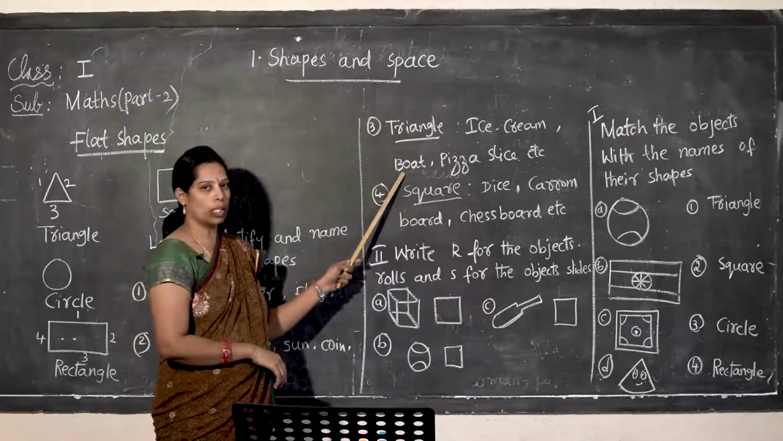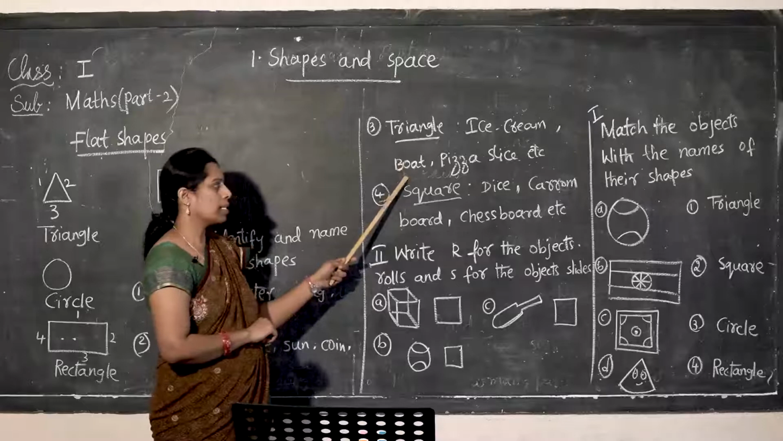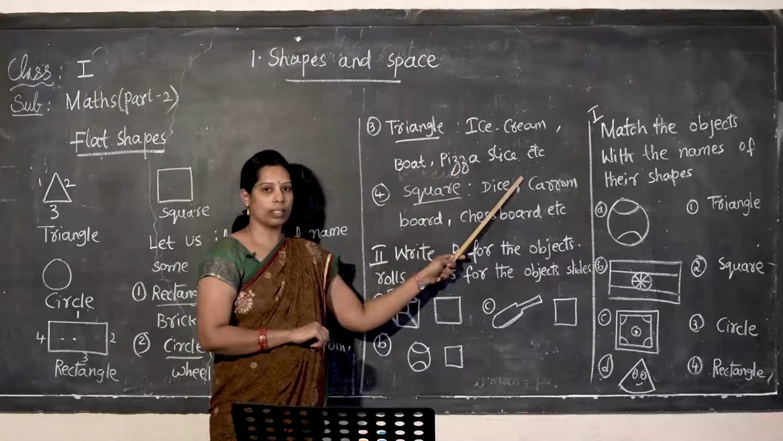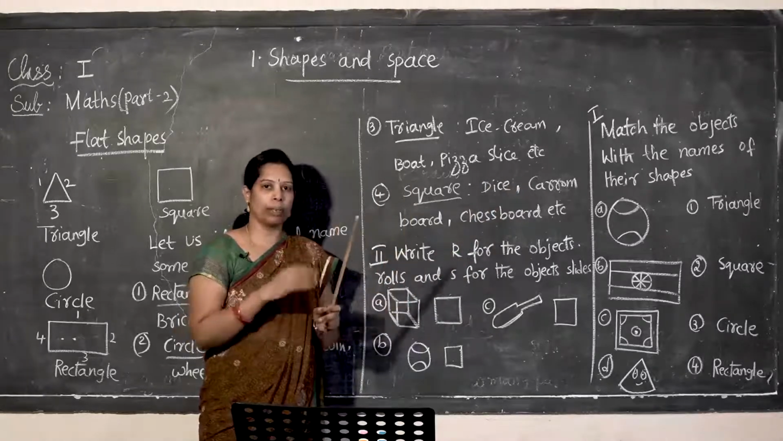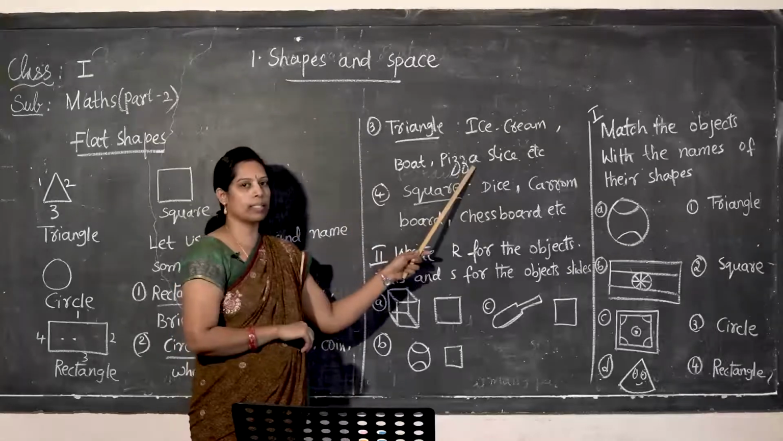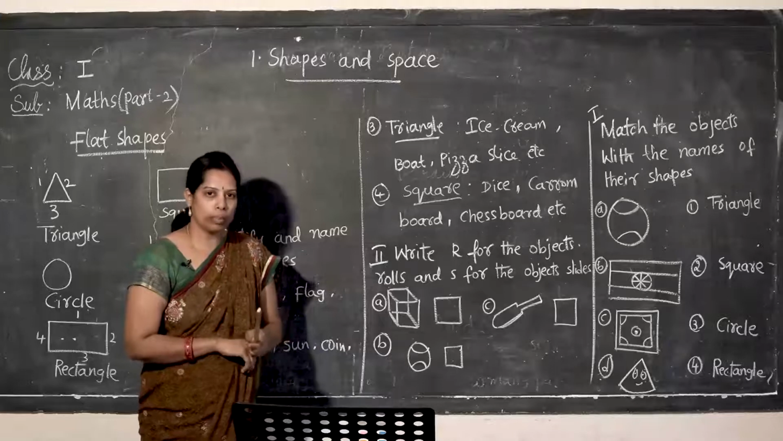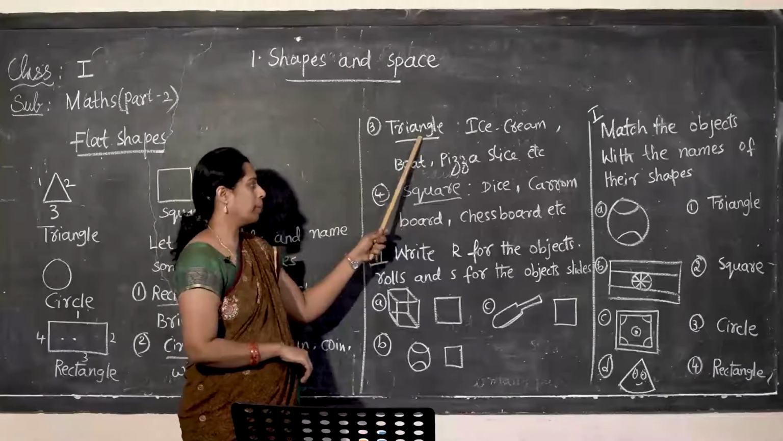Next, boat. What is the shape of the boat upside? It is triangle in shape. And pizza slice. What is the shape of the pizza slice? Actually, a full pizza is circle in shape. If you are cutting slices, what is the shape of the pizza slice? It is triangle in shape. Even the watermelon slice is also triangle in shape.